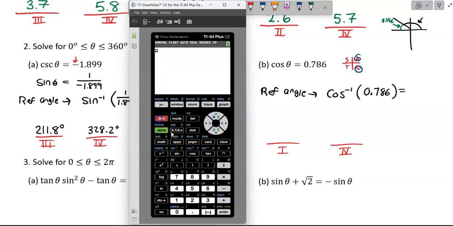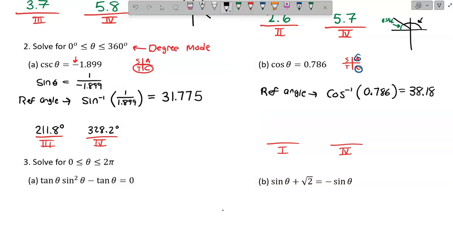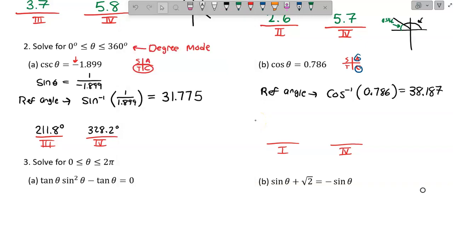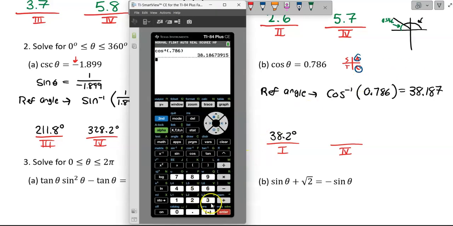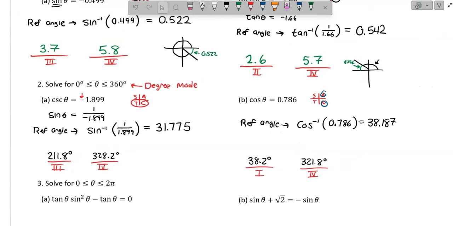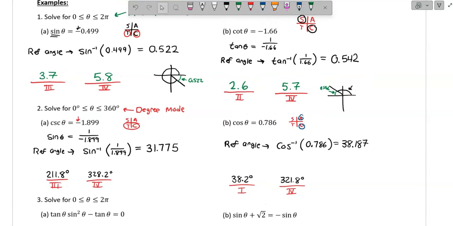And when I throw that into my calculator, let's clear the screen just so it's easier to look at. Second cosine 0.786. And that gives me a reference angle of 38.187. Again, always write more decimals earlier on in a problem. Now, quadrant 1 is just going to be the reference angle. So that's actually just going to be 38.2 degrees. And then our quadrant 4 answer is going to be, as we saw earlier, 360 minus the reference angle. And that gives me 321.8 degrees. And that is how we solve our first set of trig equations.